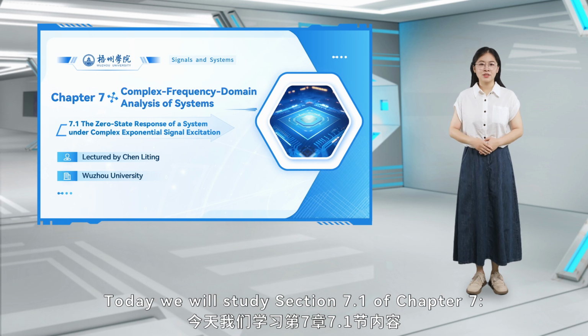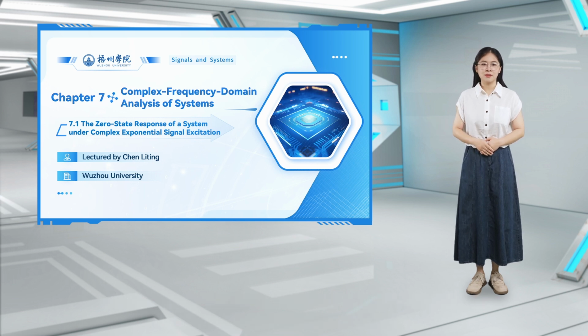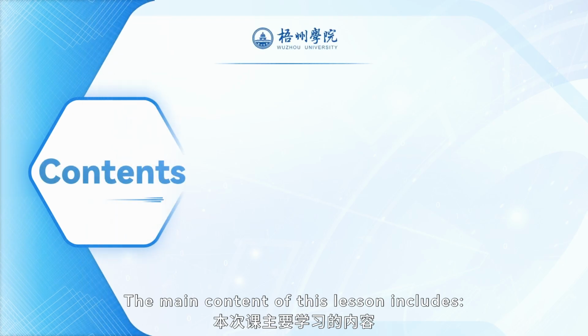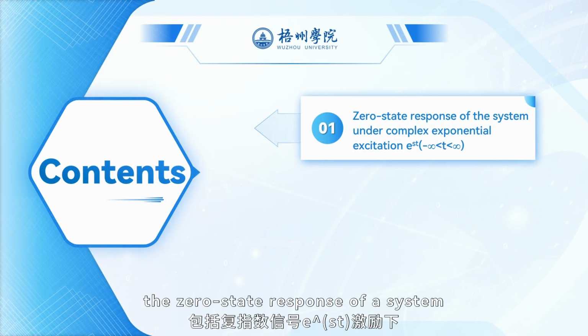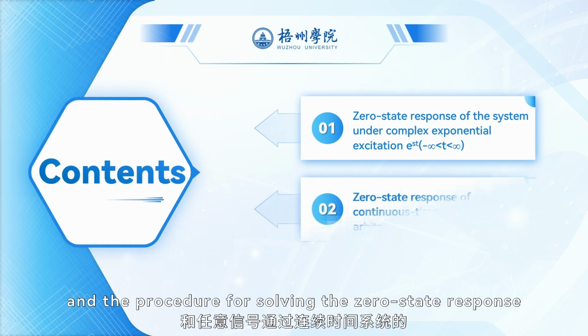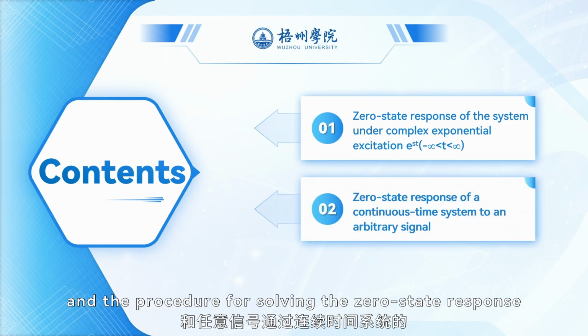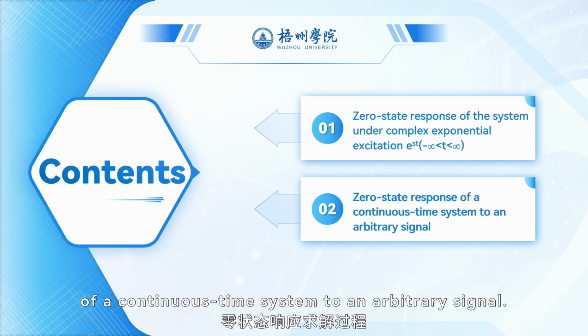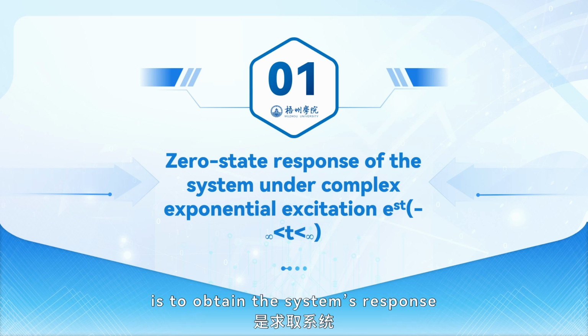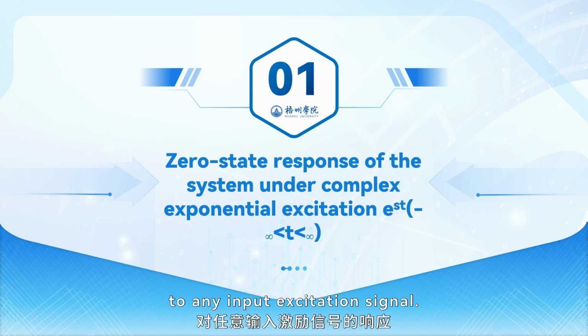Today we will study section 7.1 of chapter 7, the zero-state response of a system under complex exponential signal excitation. The main content of this lesson includes the zero-state response of a system under complex exponential signal e to the power of st excitation, and the procedure for solving the zero-state response of a continuous time system to an arbitrary signal. One of the basic tasks in system analysis is to obtain the system's response to any input excitation signal.